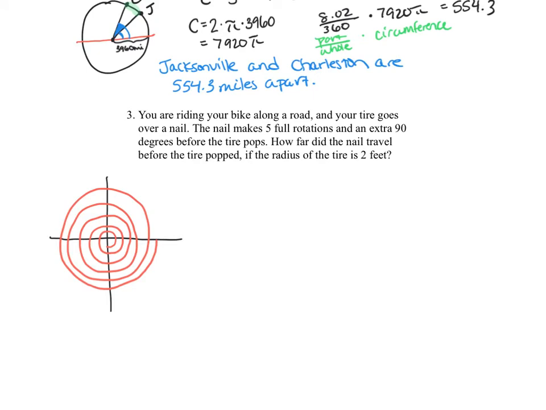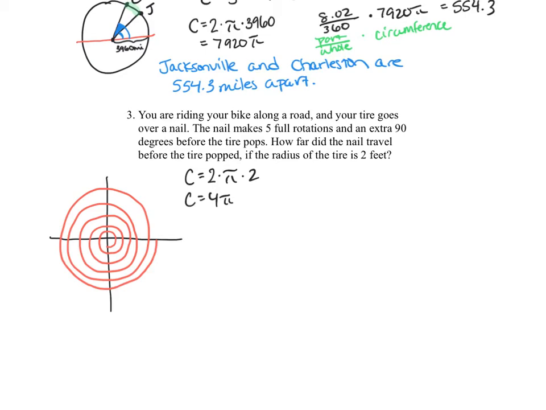So this is showing how far the nail has moved around. It's gone around 5 full rotations and then an extra 90 degrees, which for us is just a quarter of our circle. So how far did the nail travel before the tire popped if the radius is 2 feet? Okay, so first let's find the circumference of our circle. For us, it's going to be 2 times pi times a radius of 2, or circumference is 4 pi.